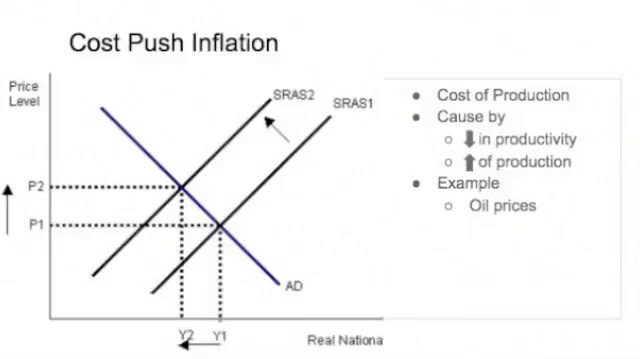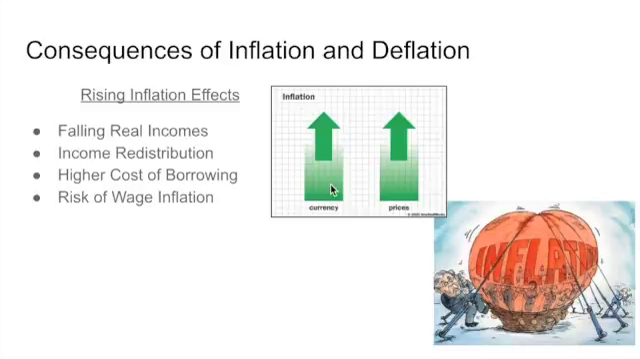Now let's talk about the consequences of inflation and deflation. Rising inflation affects many aspects of the economy. Some effects of rising inflation are falling real incomes, income redistribution, higher cost of borrowing, and risk of wage inflation. Falling real incomes means that there will be more wage cuts as a result of firms having to pay their workers more, and the firms will either lower their wages or let go of some of their workers, which will result in the fall of income.